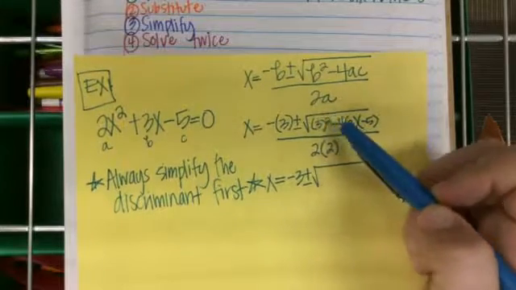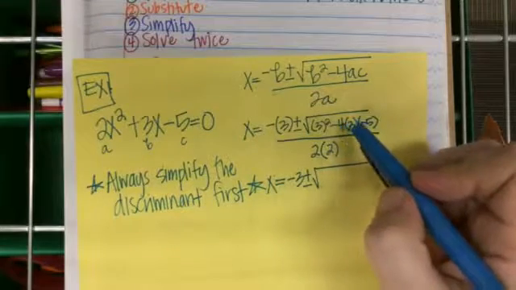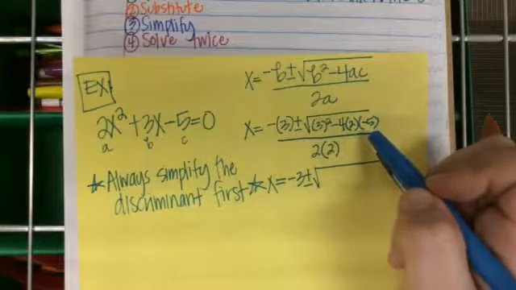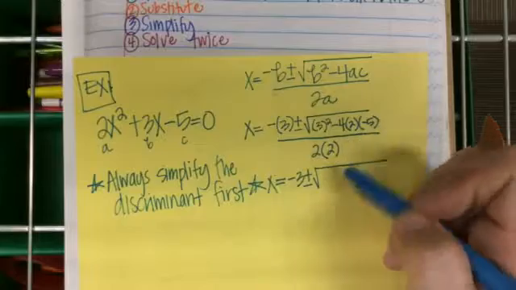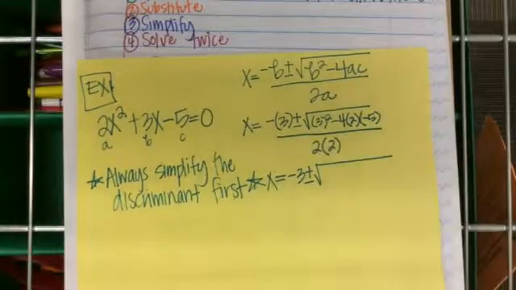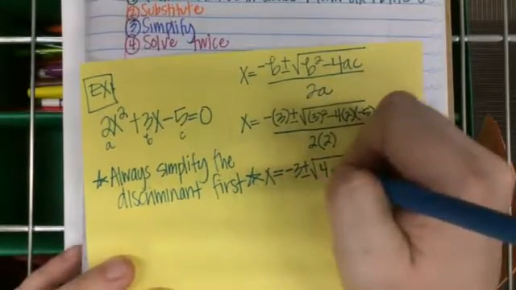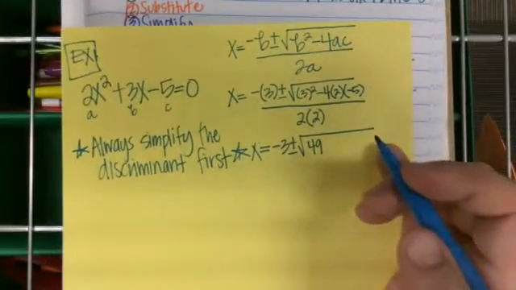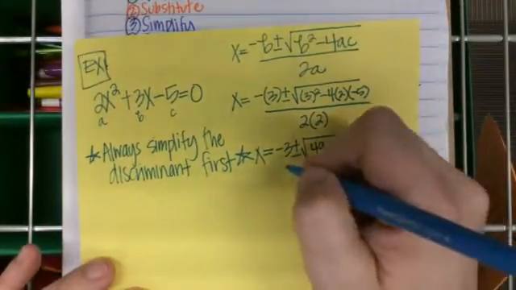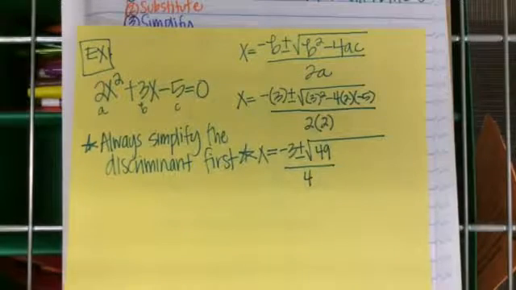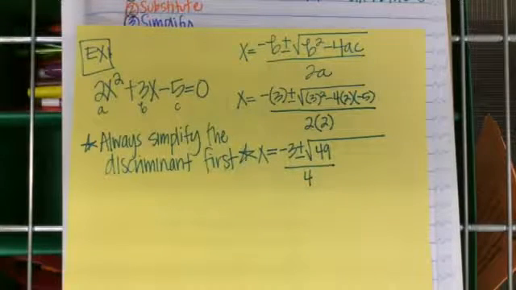3 squared is 9. -8 times -5, -4, positive 40. 49, is that right? Double check my math, yes? All right. So I get 49, so I know I'm going to have a solution over 4, because 2 times 2 is 4.